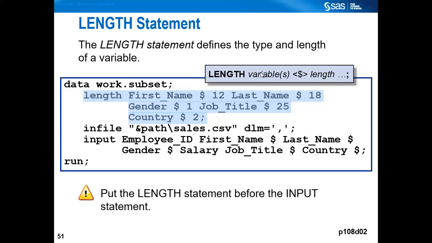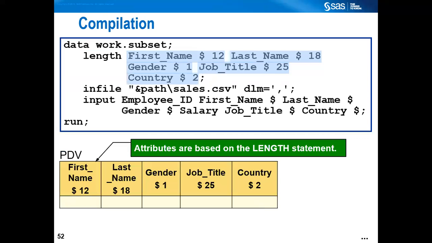Okay. So the syntax for length is variable, its type, and the length. So variable, its type, and length. So length should be placed before input. Why? Pay attention. Why? Because during compilation, when you are reading this statement, input च्या आधी length दिला तर ते columns PDV मध्ये as per those length will be created.